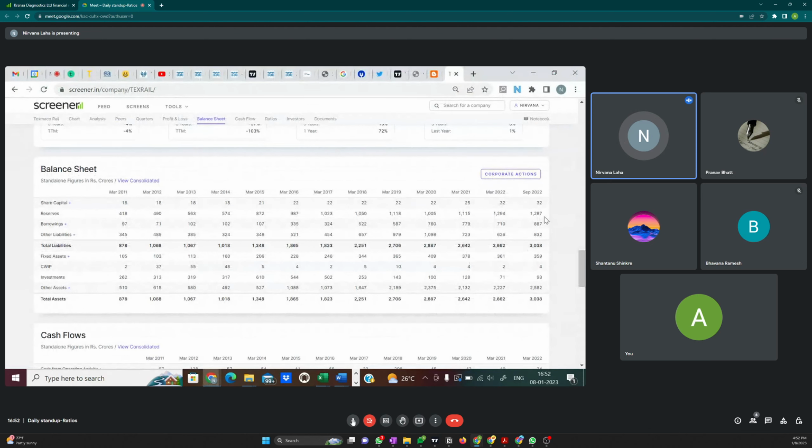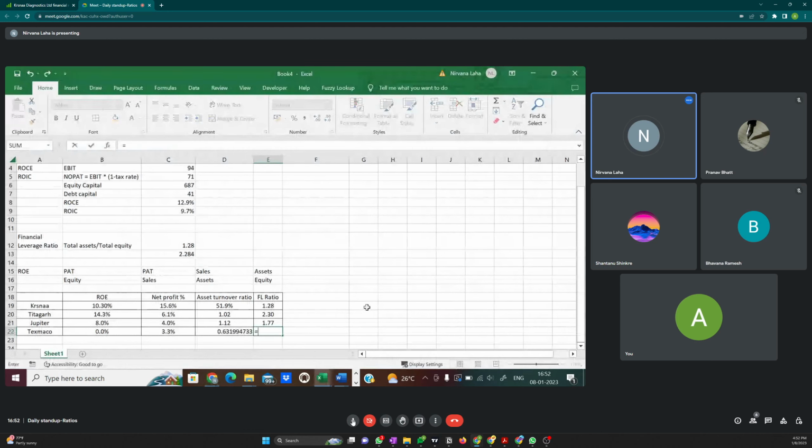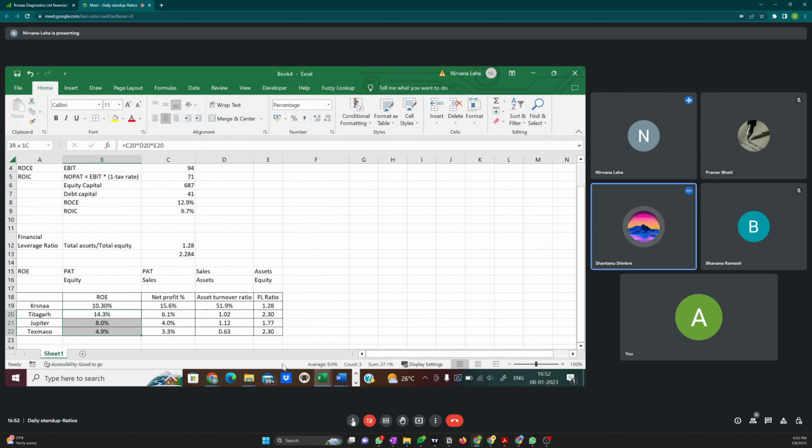3038 divided by 1319. Yeah, cool. So let's now compare. If you had only done the ROE calculations, you would only have this much information, right? But since we have broken it down, we can actually compare.